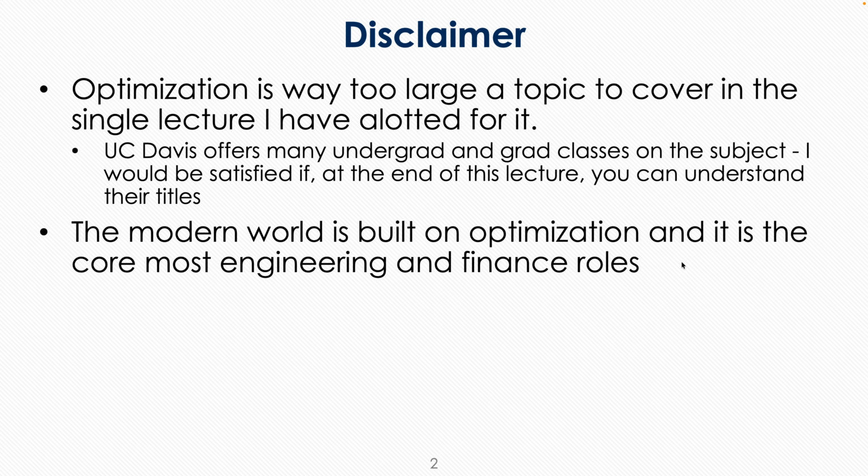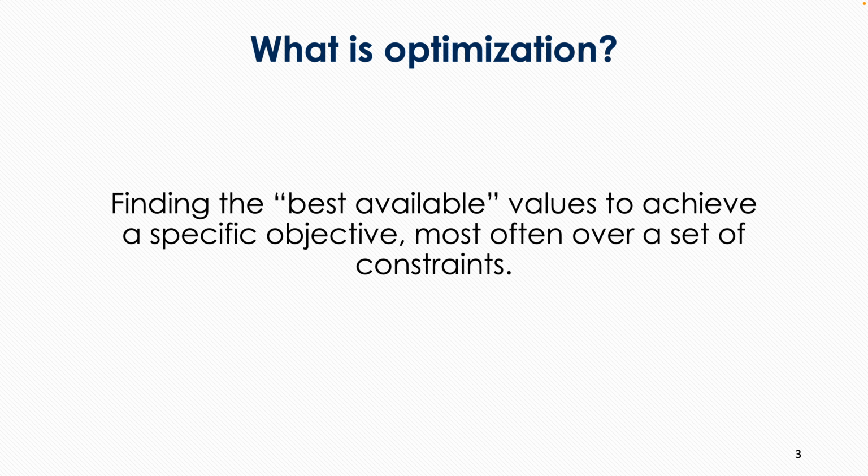So there's a huge number of things that are built on optimization, right? And so what are we talking about exactly? Optimization is the idea where we can find the best available values to achieve some specific objective, and most often over some kind of set of constraints. Okay, and so we'll formalize this a little bit more.